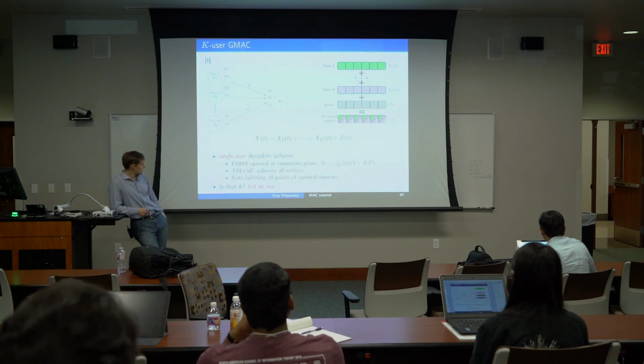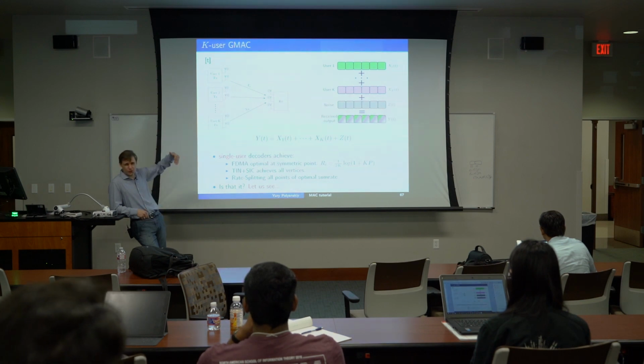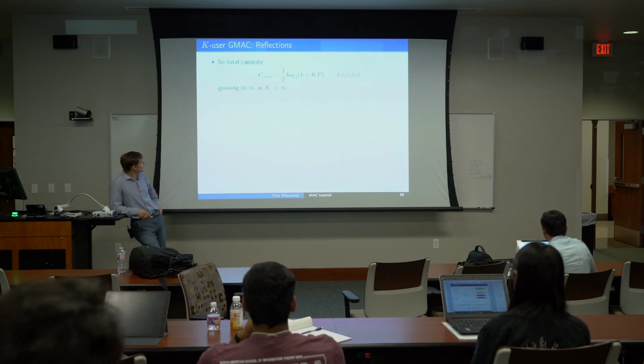So what do single users do, and then the story is the same, right? With a single-user decoder, FDMA is optimum at a symmetric rate point. So TIN plus SIC achieves all vertices, all the corner points in this, now it's a polytope, right? So now you can use Rudy's rate splitting idea to achieve any optimal point, the optimal sum. Okay, so is that it? Let's see why people are still thinking about, or at least were thinking about, the K-user GMAC.